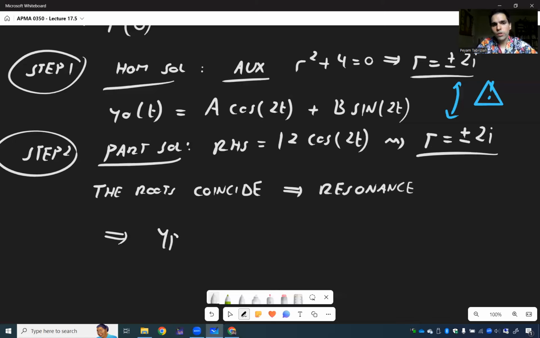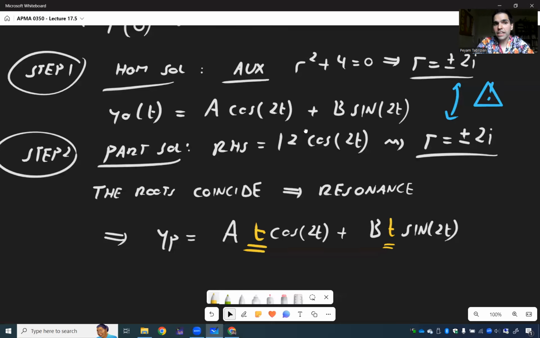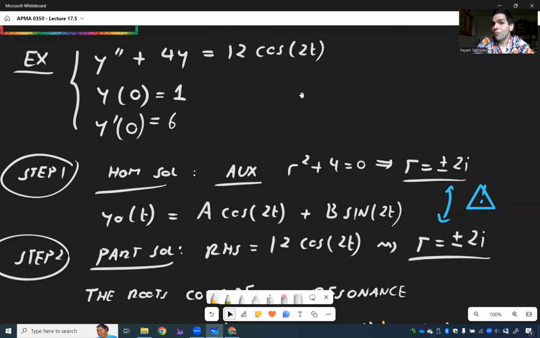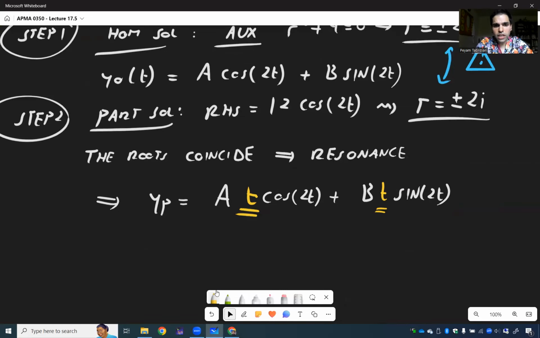So usually we would have yp is a cosine of 2t plus b sine of 2t. But now we have to add an extra t. And again, it makes sense because if you had a cosine plus b sine, it would be the same as the homogeneous solution. So if you plug it in, the right-hand side would be 0 and not 12 cosine 2t. All right, very good. And then, as I said, you can see the details in the notes.